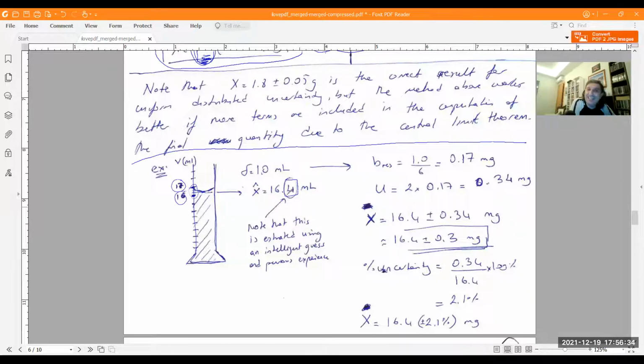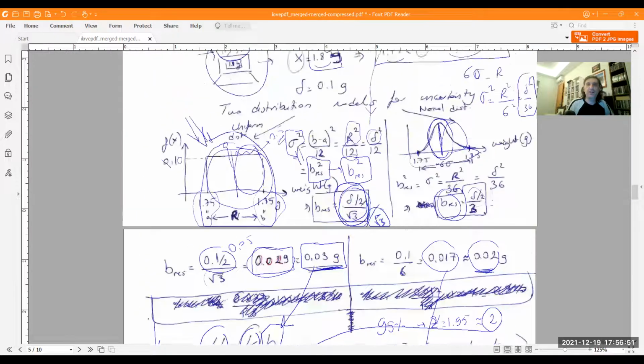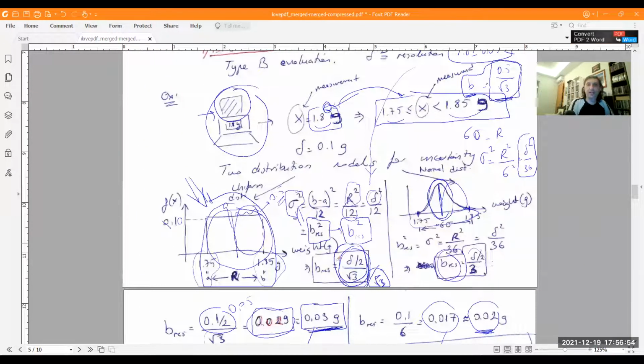But note that this is indeed an estimation, a kind of intelligent guess. So basically, there is an uncertainty related to that. What we do here is very similar. Now, I don't need to go over these again and again. If I assume uniform distribution, then I'm going to be using this equation: resolution divided by 2, which is the half width, over square root of 3.